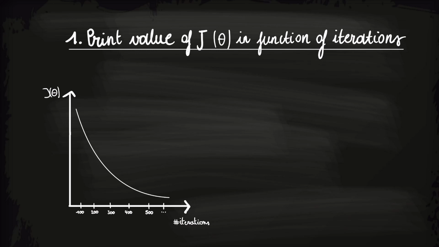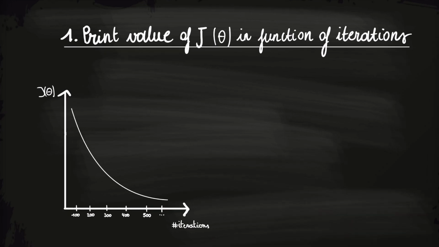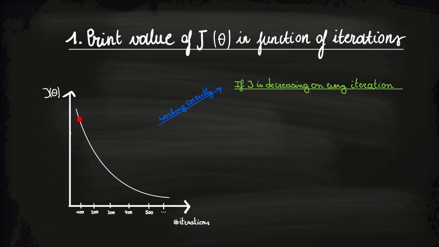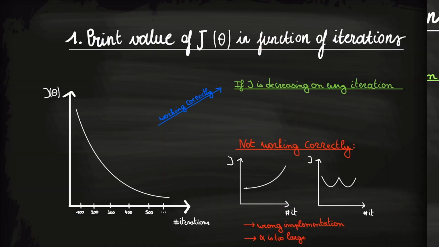First of all, we immediately see if something is wrong. Because we know that gradient descent is working correctly if the value of j decreases on every iteration. So if we see a graph like this or this, we immediately know something is not right. It can be that there is something wrong with your implementation of the gradient descent algorithm, but in most cases, this is the result of the learning rate being too large.